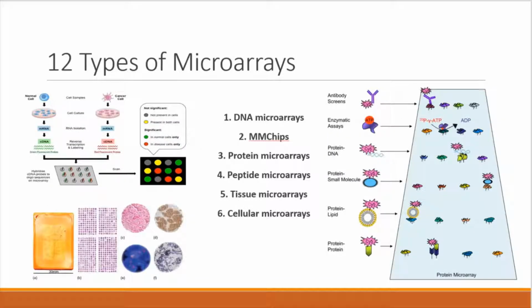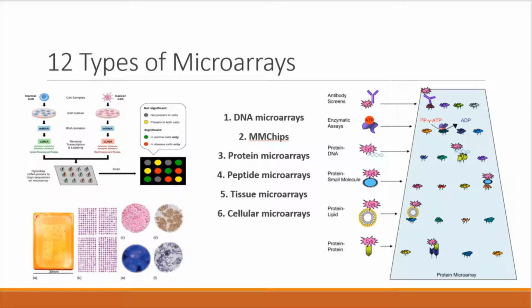There are 12 types of microarrays. You have DNA microarrays, which measure expression levels of thousands of genes at once. This helps scientists to study diseases and develop medicines, like I've already touched on. Then there are chips for viewing microRNA populations and interactions between DNA and protein.